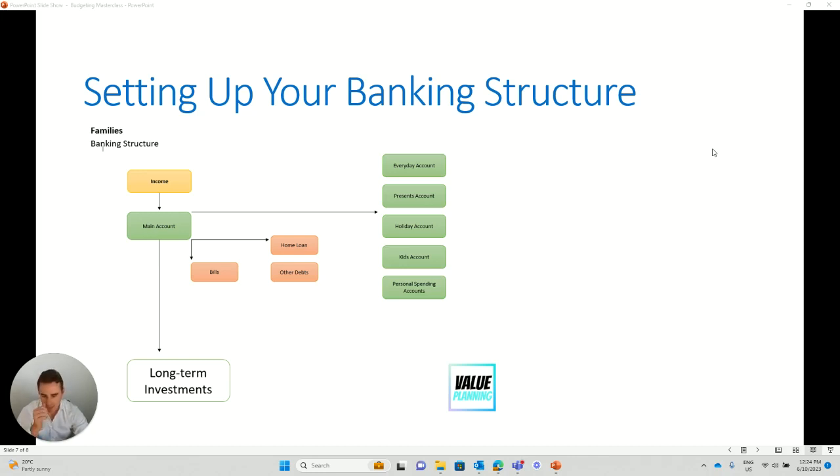This is how we automate your budgeting: by setting up our accounts in such a way that our money is allocated automatically to where it needs to go. We're essentially setting limits that are in line with our budget. And as long as we stay within those limits, in those accounts, we're going to be on budget. We're going to be successful.